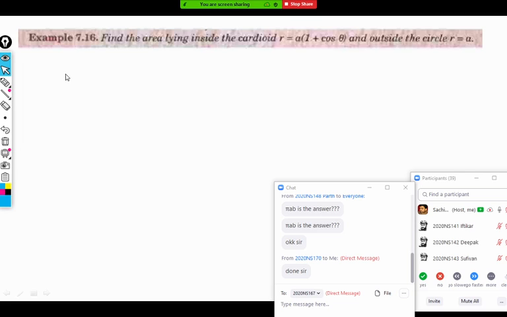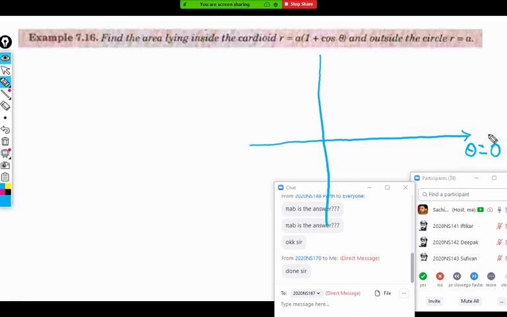So the third question is on the screen now. Find the area lying inside a cardioid r is equal to a(1 plus cos theta) and outside the circle r is equal to a. Obviously, now we are not drawing the Cartesian plane. Everything is in polar. So this is known as the initial line, theta equal to 0. That is the x-axis.